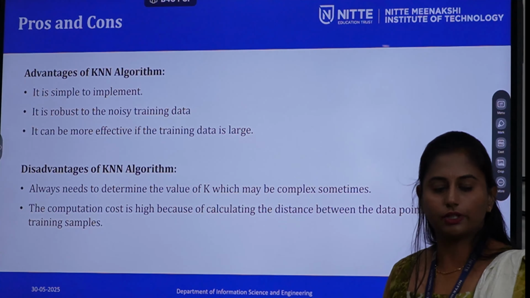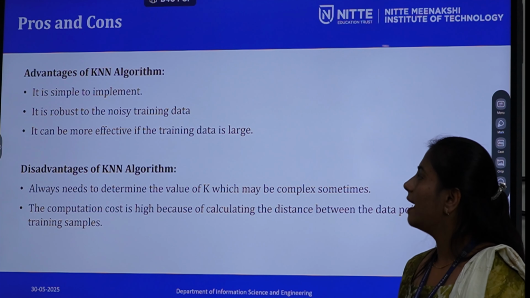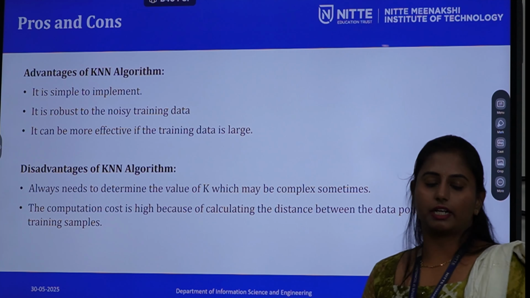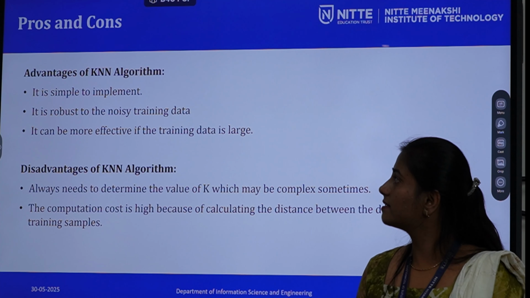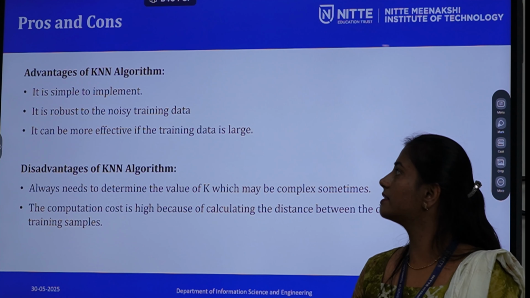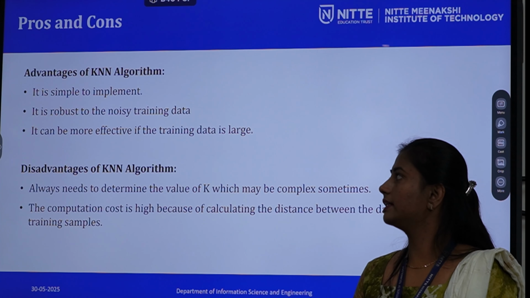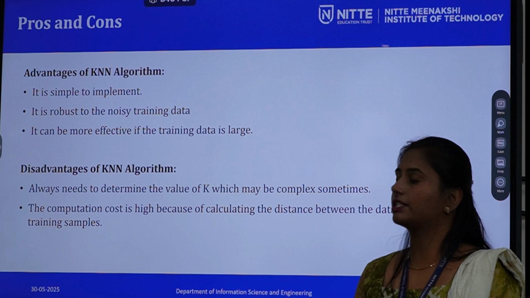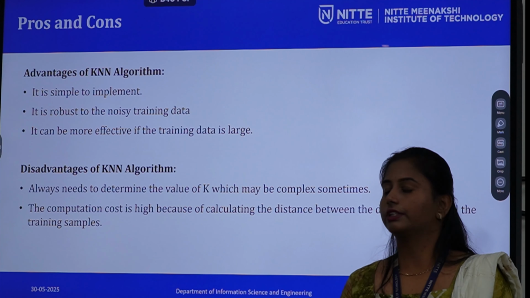So like this we are going to calculate the k nearest neighbor, and now these are the advantages and disadvantages of k nearest neighbor. One advantage of KNN is that it is simple to implement, it is robust to noisy training data, and it can be more effective with large training data.